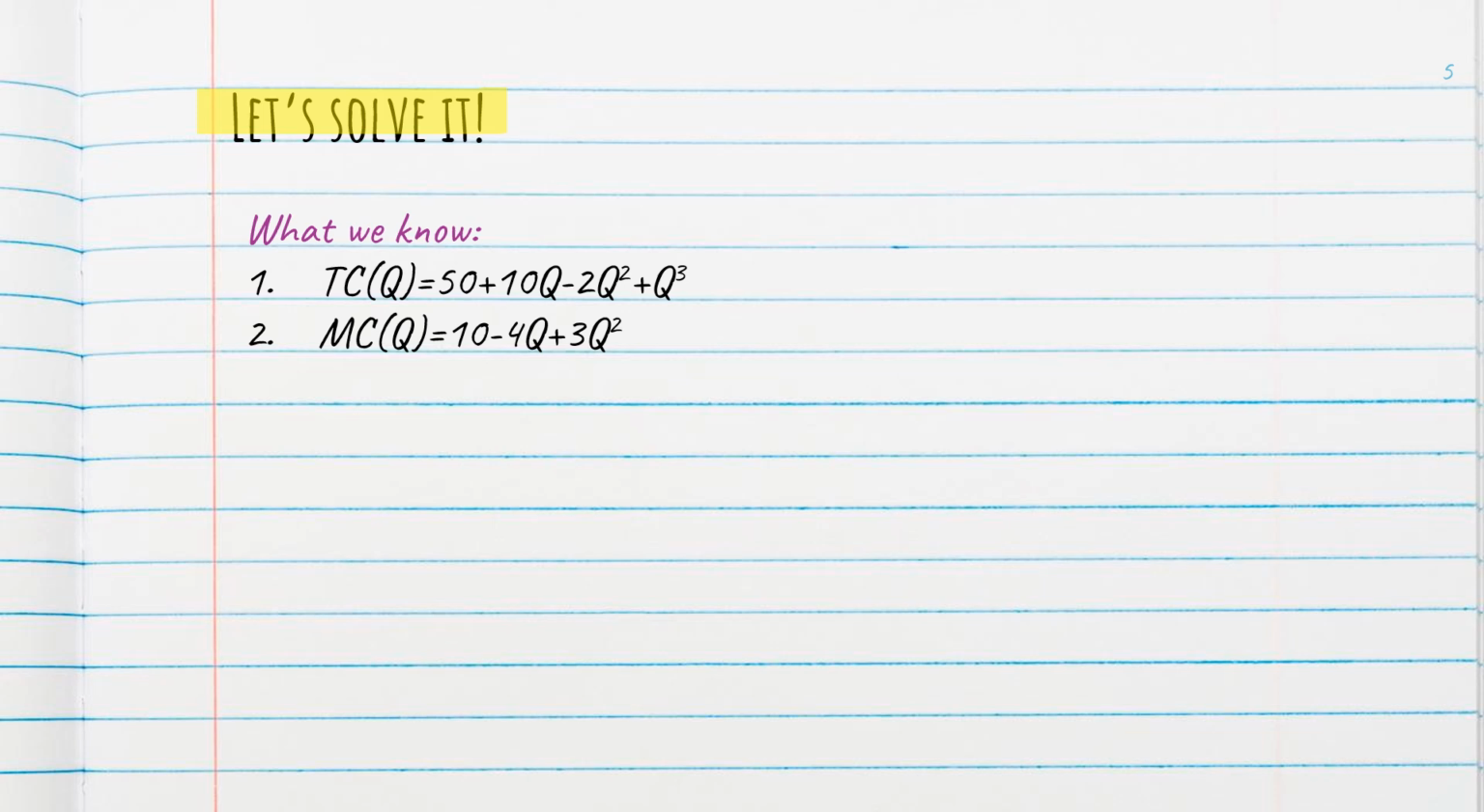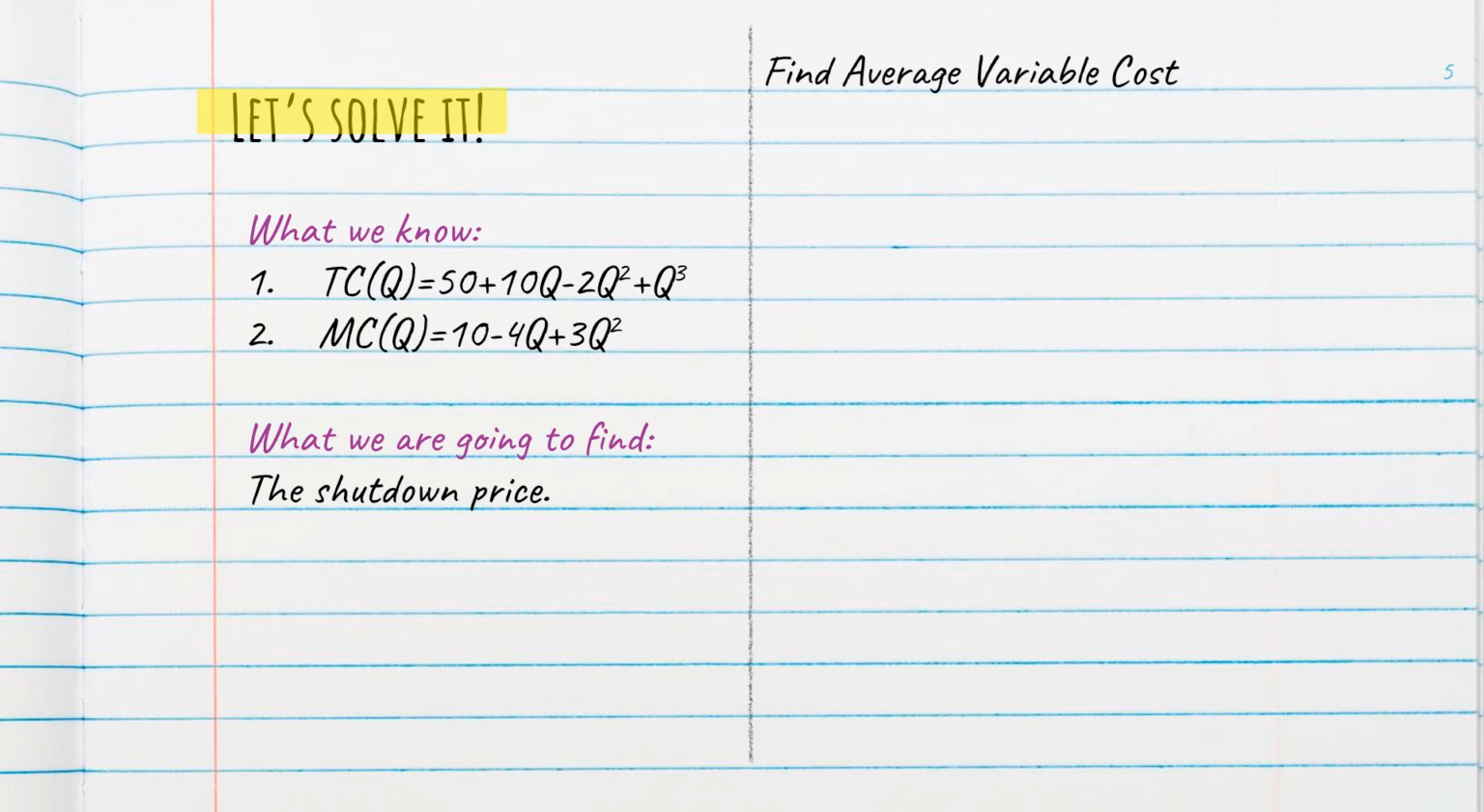Okay, let's solve for the shutdown price. Here's what we know. We have our total cost function, and this question is nice because it also gives us the marginal cost. And we're looking for that shutdown price. We know the process we're going to follow is we have to set average variable cost equal to marginal cost. So first we have to find the average variable cost.